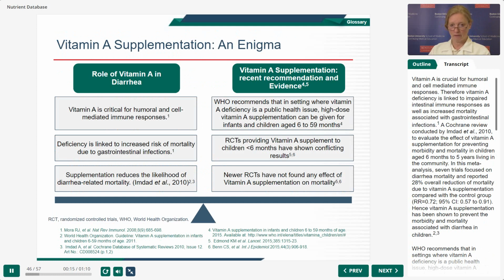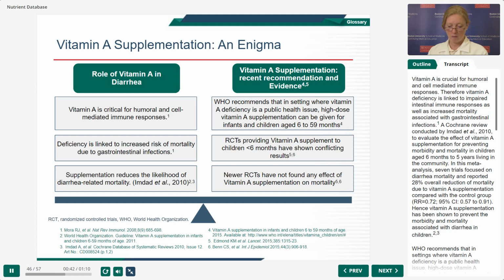Deficiency has been linked with risk of mortality due to acute diarrhea, and supplementation reduces the likelihood of diarrhea-related mortality. The WHO has made recommendations for supplements of vitamin A broadly in countries where vitamin A deficiency has been noted.